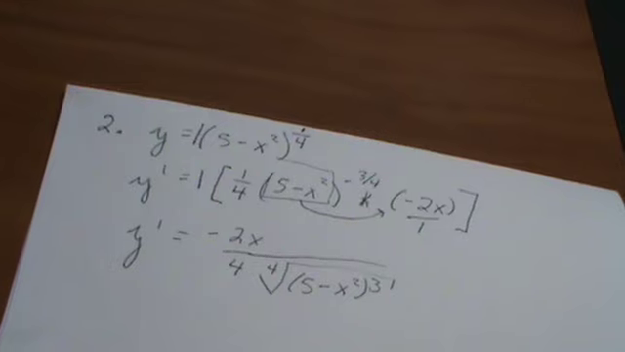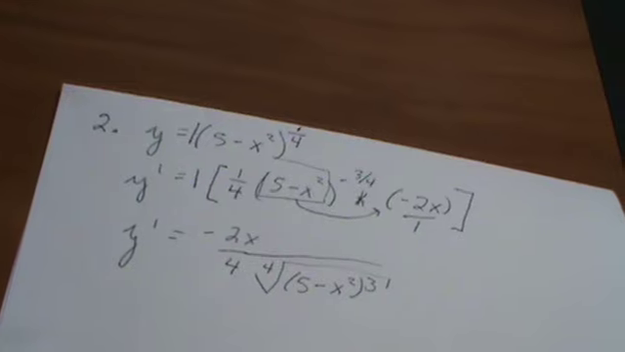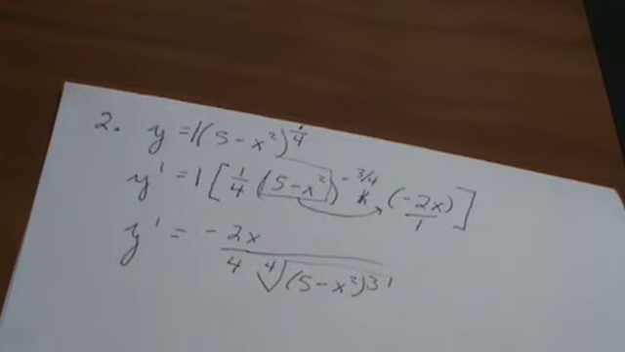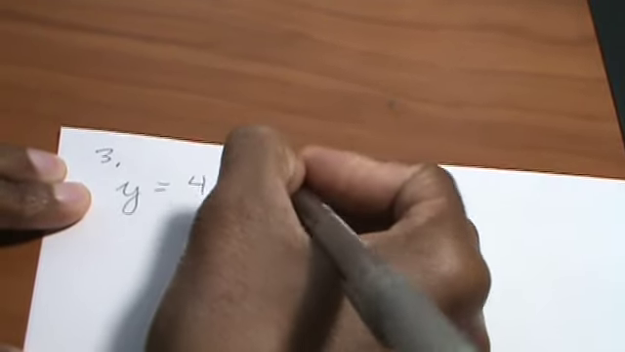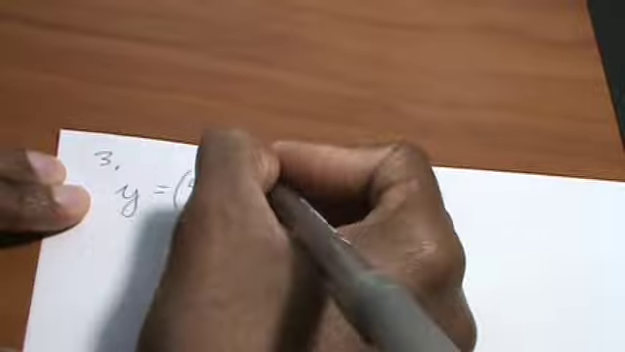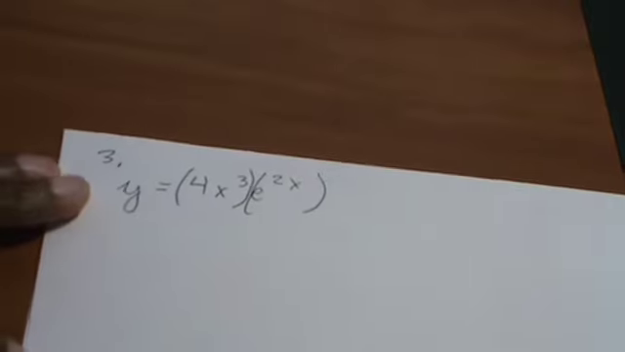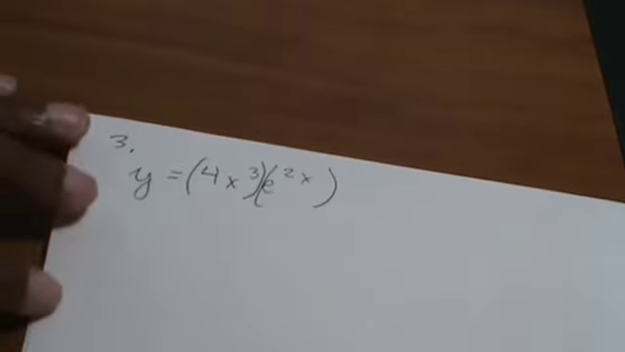Okay, all right. So let's move on to problem number 3. As I said, I'm going to move through these fairly quickly. Problem number 3. Okay, if you look closely at problem number 3, and I'm going to write this out because I want you guys to see it. This is a product rule. You have something with an x in it times something with an x in it.